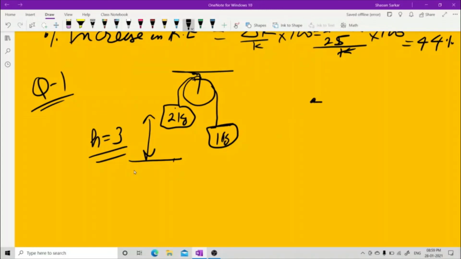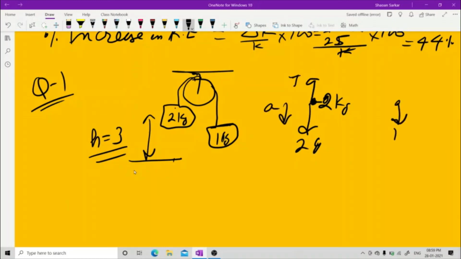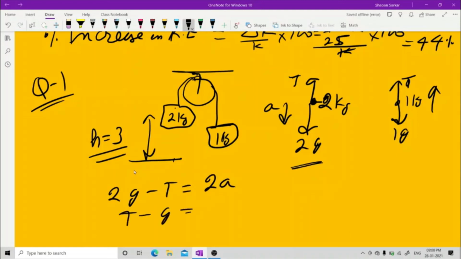So, for 2 kg, free body diagram: it is 2g, and this is your tension, and this side is your acceleration. And for 1 kg, this is 1g, and this is your tension, and the acceleration is in this direction. So you have 2g minus t. According to the free body diagram, 2g minus t is equal to 2a, and you have t minus g equal to a. So you get g equal to 3a, and a comes out to be g by 3.